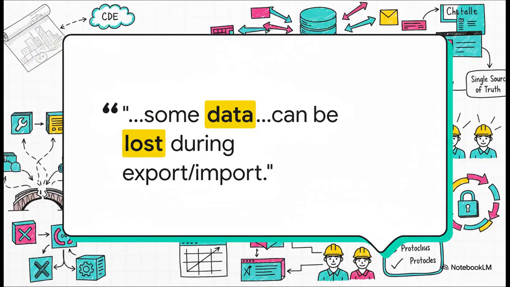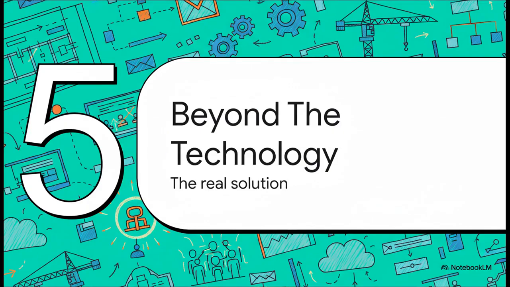And here's the proof, right from the source material. When you move a complex 3D model from one program to another using one of these so-called universal formats, some data can be lost during export/import. And you know what? That tiny bit of lost data could be the difference between a pipe fitting perfectly or causing a major, expensive clash on site. So, if technology alone isn't the magic bullet, then what is?